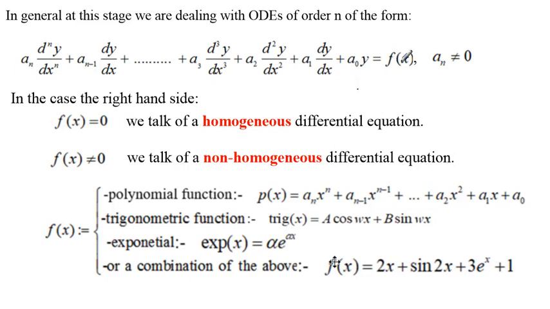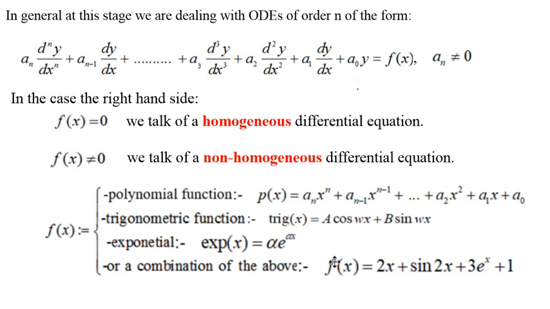side of the equation, f of x, is equal to 0, we are talking of homogeneous differential equations. On the other hand, if f of x is not equal to 0, we talk of non-homogeneous differential equations, which we are dealing with now. We recall also that f of x could be any of these types of functions: polynomial, trigonometric, exponential, or a combination of the above.